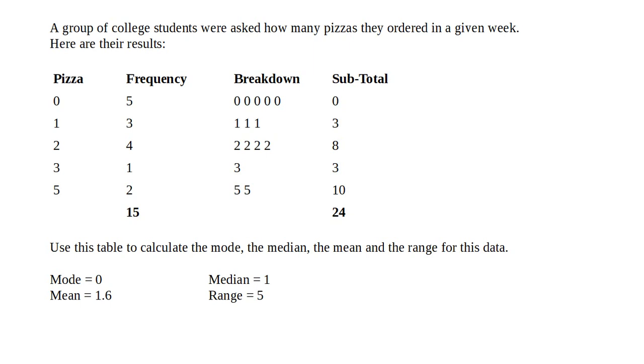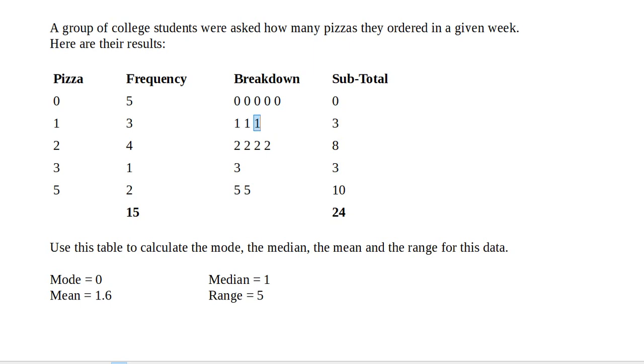The mode, well, 5 people had 0. So 0 is going to be the most common. So the mode is 0. My median, you can see my breakdown there. I have 15 different people taking part. If I work from either end and cross off, I end up with my median being just there, and therefore it's going to be 1 pizza. My range, well, the greatest number of pizzas is 5. The least number is 0, so 5 minus 0 is 5.